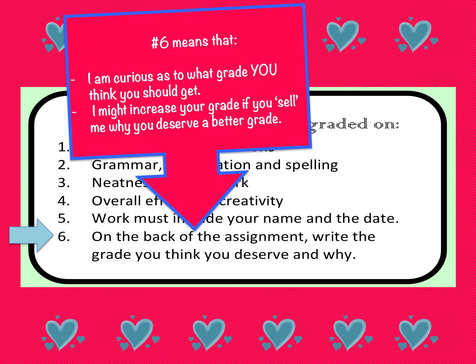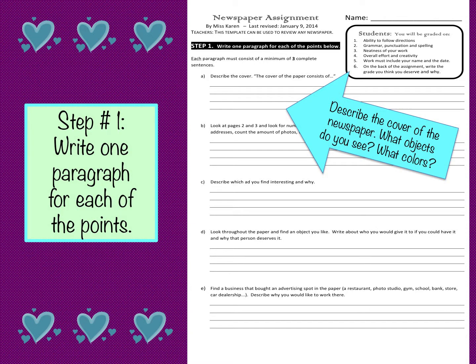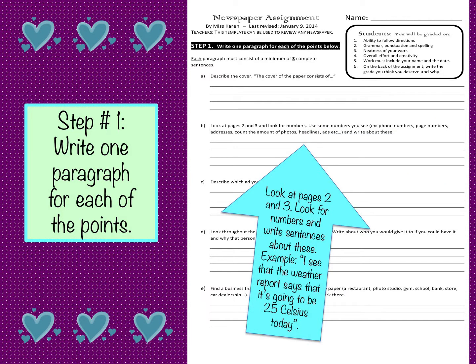Let's go back to the whole assignment now and look at all the steps. Step number 1, write one paragraph for each of the points. Describe the cover of the newspaper. What objects do you see? What colors? Look at pages 2 and 3. Look for numbers and write sentences about these. Example: I see that the weather report says that it's going to be 25 Celsius today.